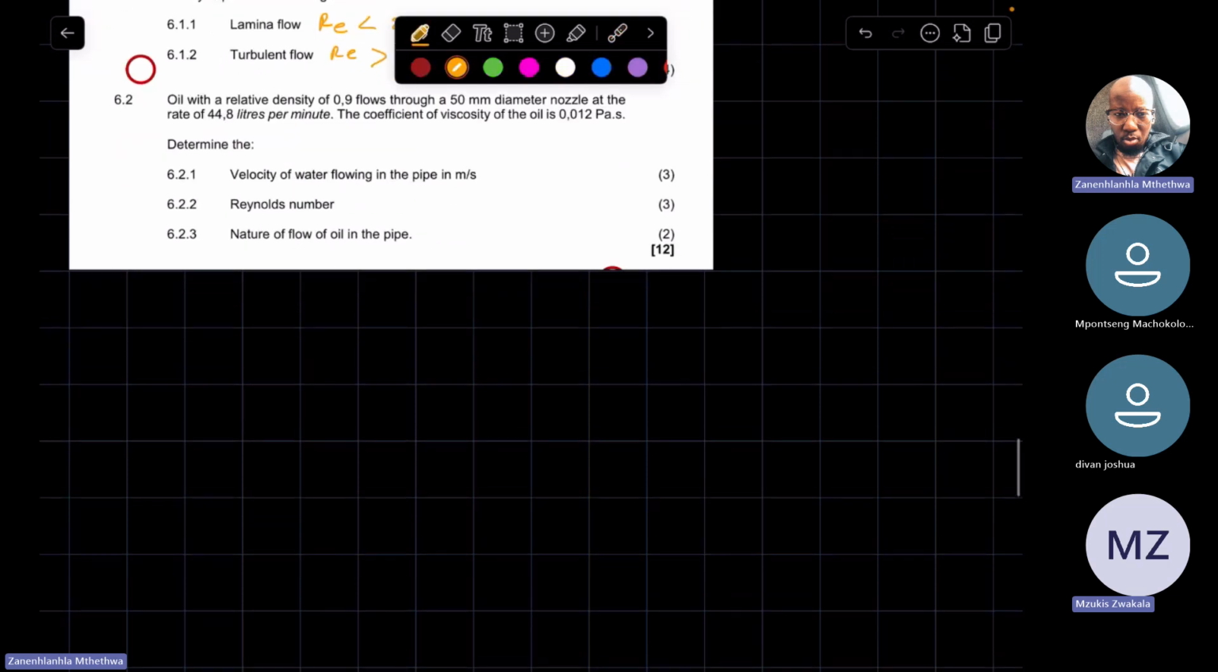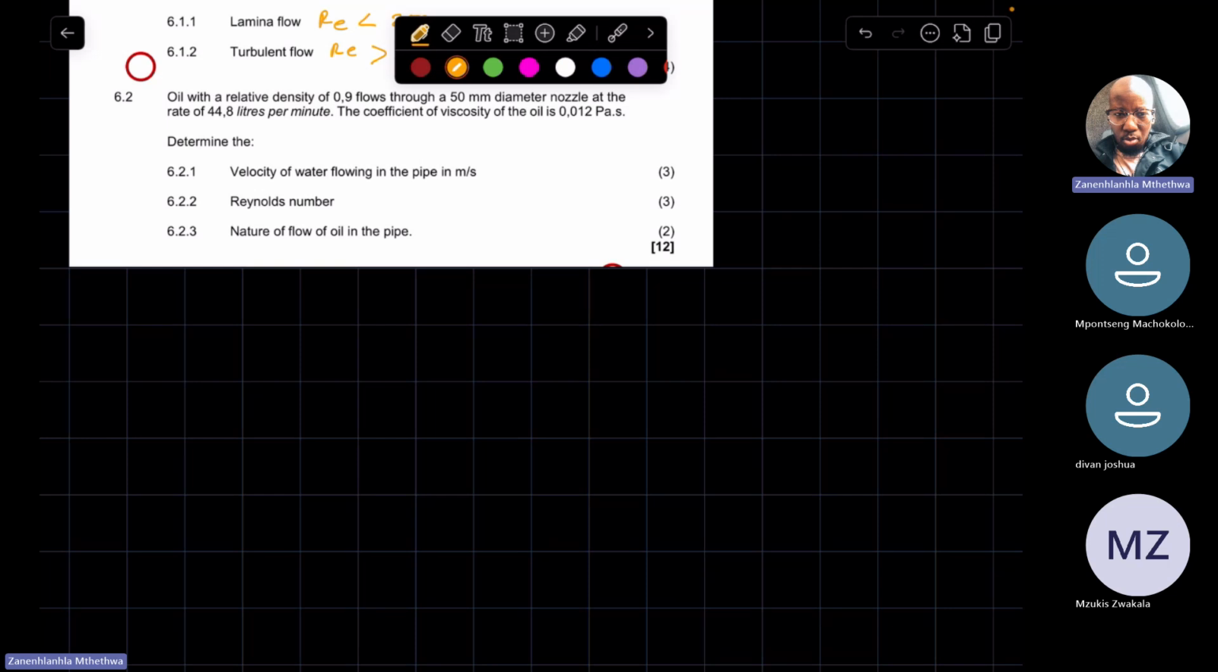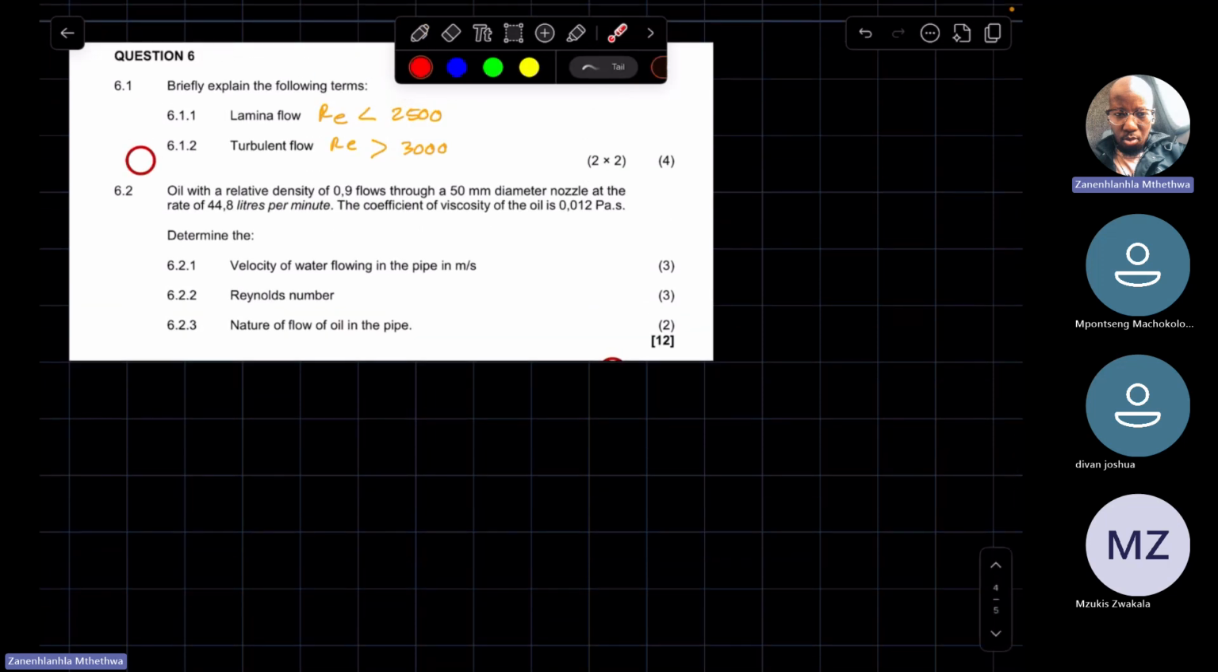We're clear. Okay, let's look at 6.2. Oil with a relative density of 0.9 flows through a 50 millimeter diameter nozzle at the rate of 44.8 liters per minute. The coefficient of viscosity of the oil is 0.012. So let's first write down our given data.